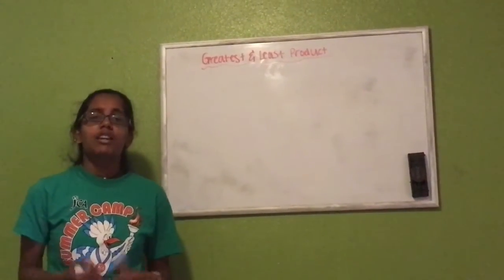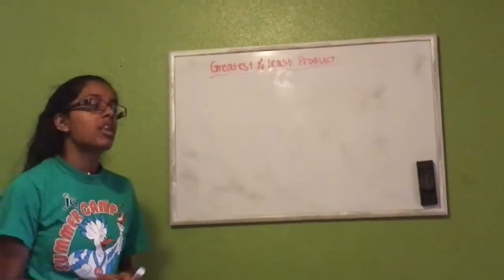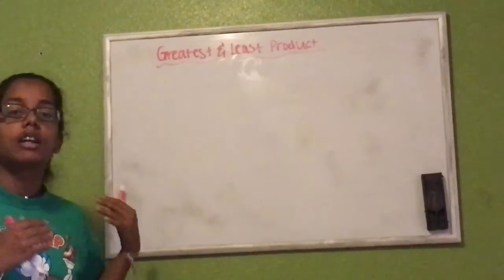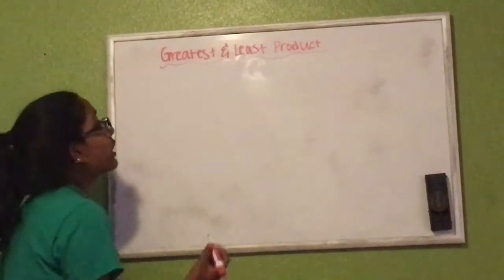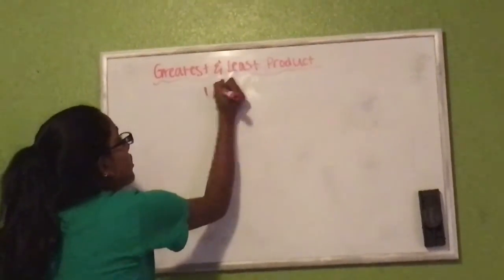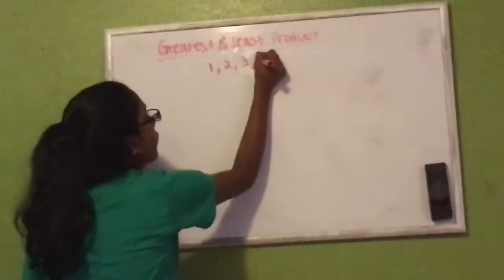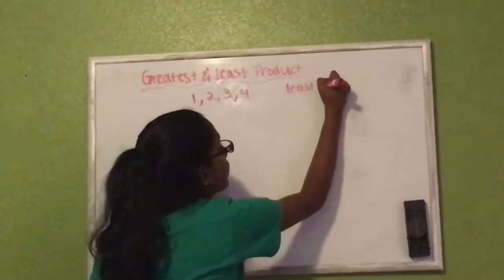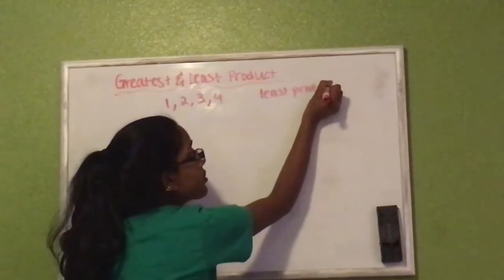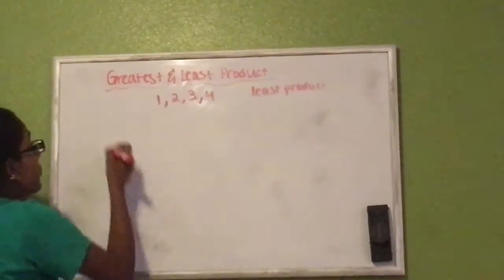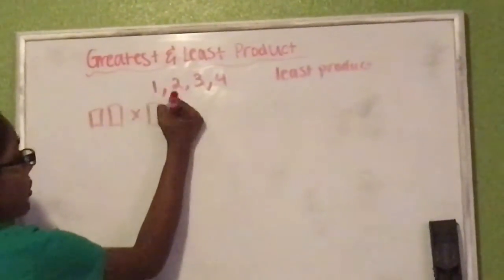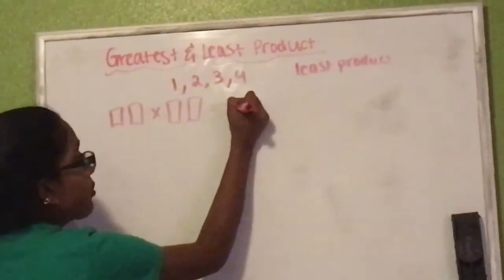Now you might be thinking, what a vague topic. Well, specifically within the greatest and least product, we're going to be covering how to create that product using the digits given. So say I gave you the numbers 1, 2, 3, 4, and I wanted the least product when pairing up two numbers, meaning when you're multiplying two two-digit numbers, I want the smallest possible product.